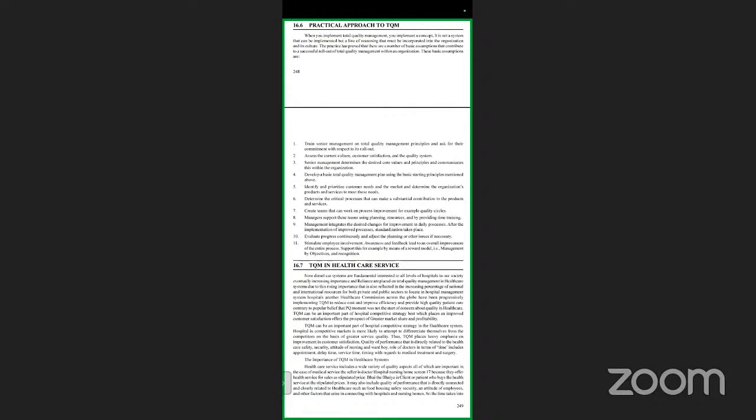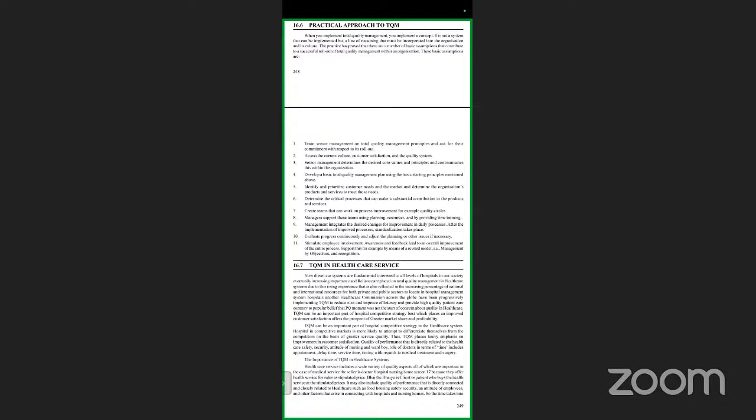And a practical approach of TQM. First, what we need to do is train the senior management on TQM, and after that, assess the current culture. Senior management determines the desired core values, principles, and communication within the organization. Develop a basic total quality management plan using the basic starting principles above. Identify and prioritize customer needs and the market, determine whether the organization's products and services meet these customer needs, and create teams to work on improvement.